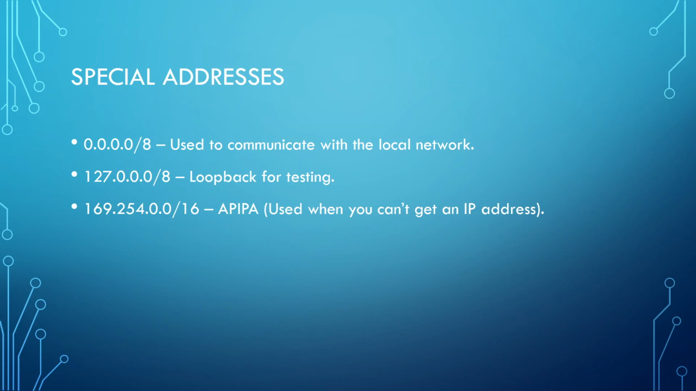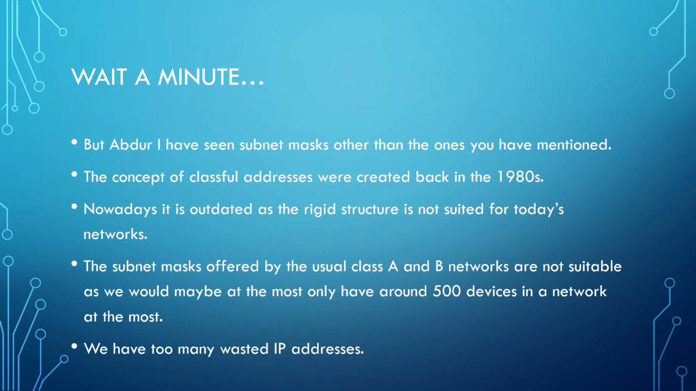If you see a 169.254.anything IP address, that means the device has tried to use DHCP, it hasn't been successful, and it just picked this IP address because it needs an IP address to function and work on the network. Now, I know what you're thinking. Wait a minute, Abda.